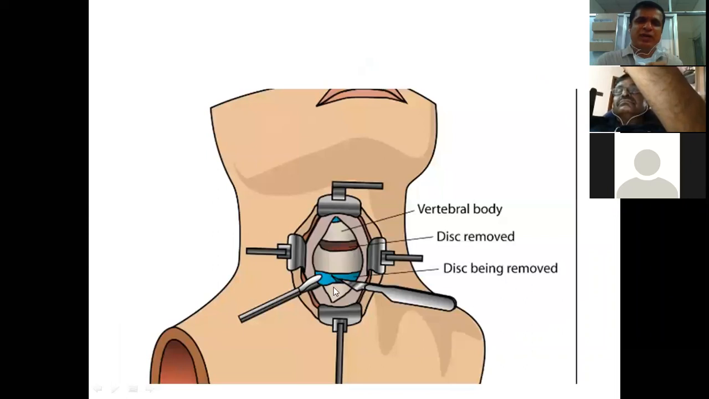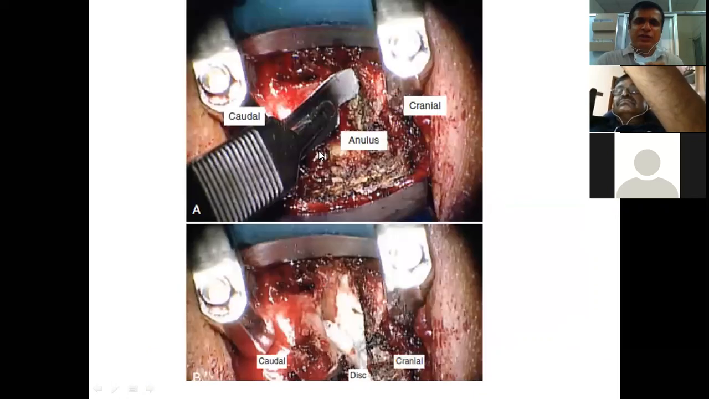So once you expose, you place the retractors. This is the vertebral body. This is the disc. This is the instrument we use, the pin distractor. If it is a C5-C6 disc prolapse, we put a pin in the C5 vertebral body and a pin in the C6 vertebral body, and we distract it. What happens while distracting? The disc space gets opened up, we incise the annulus, we curette the disc out, and then later comes the posterior longitudinal ligament.